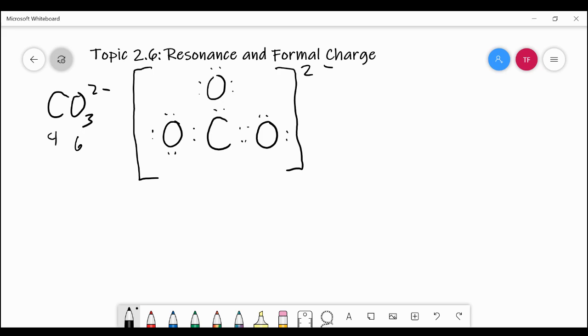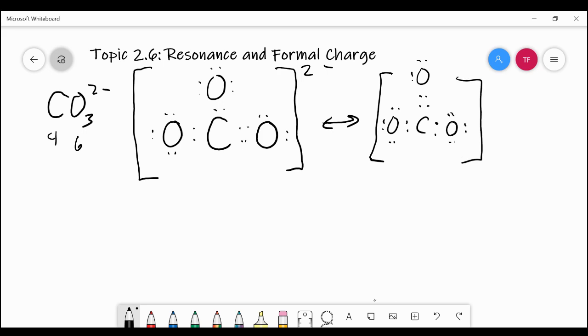So resonance is the idea that the other oxygens also get to share in this double bond. So I'm going to draw 2 more structures that are going to look identical, except the double bond is going to be on a different oxygen. So now you can see that the double bond is on the top oxygen rather than the right oxygen, and we still follow the octet rule.